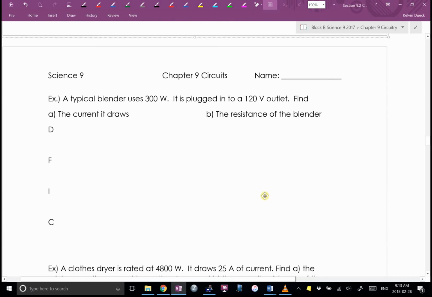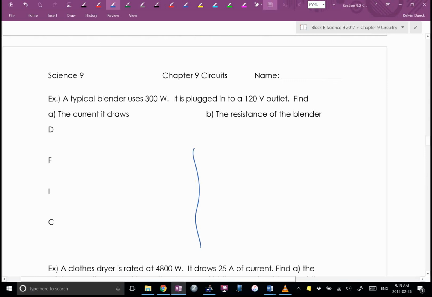So a typical blender uses 300 watts. It's plugged into a 120 volt outlet. Find, Brianna, what does A want me to find? Current. What does B want me to find? Are we finding 2 things? Say yes. You know what? Here's my level of organization.